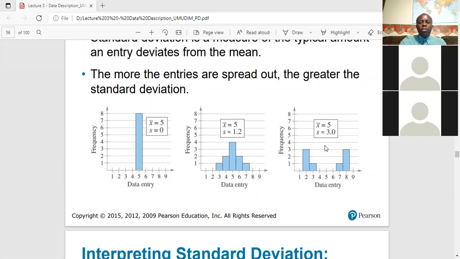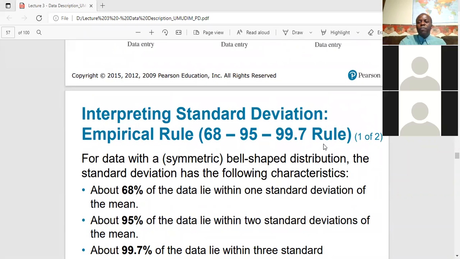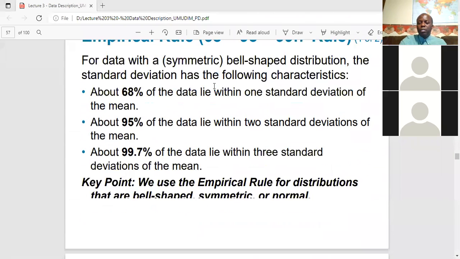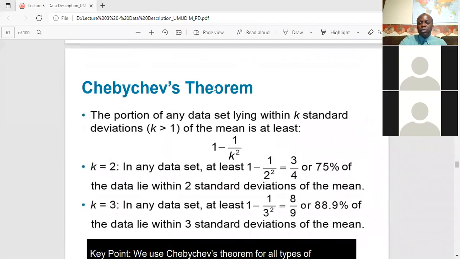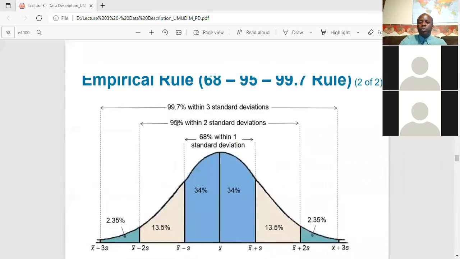However, where we focus more attention today is on 2 rules that involve the use of standard deviation. One of them is the empirical rule, and the other one is the Chebyshev theorem. So let us start with the empirical rule.